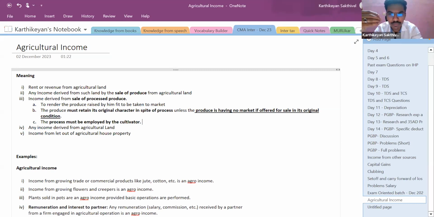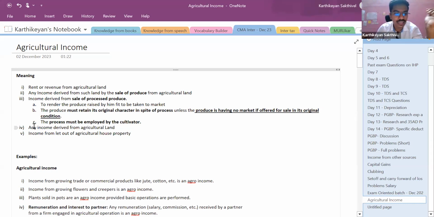Okay, sir, now there is a process to produce, but it is not an agricultural produce. So I am cultivating, I am also processing, but after that processing, it is losing its original character. What should be done? So we'll just see that in topic number 2. Till that time, just wait.